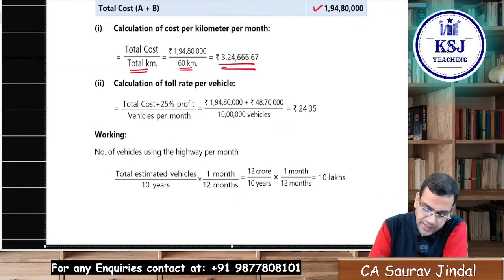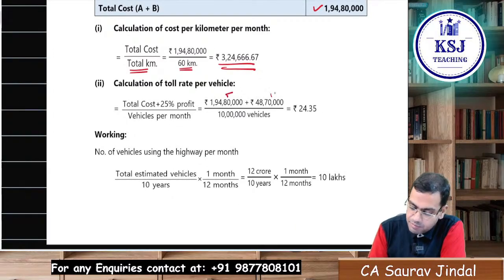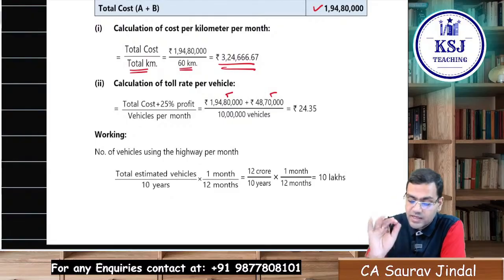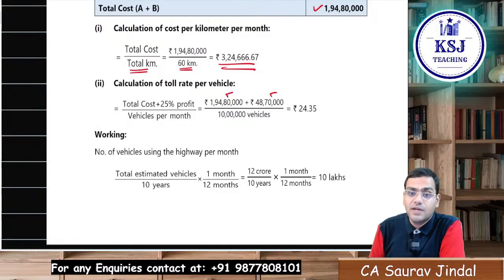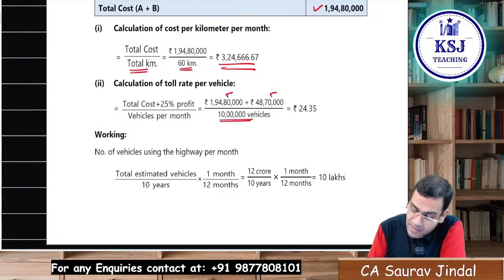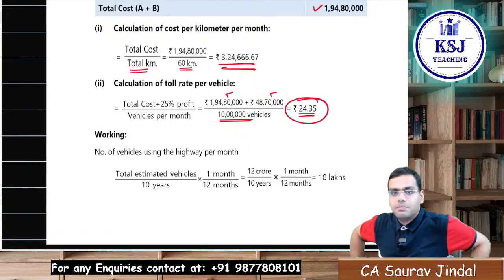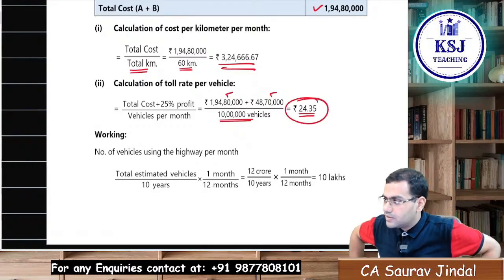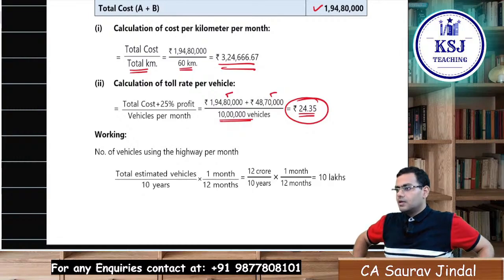Calculation of toll rate, that is the total cost plus the profit that they want to earn, that is 25%, divided by the vehicles. How many vehicles, sir? 10 lakh vehicles. So this will be the toll rate to be charged per vehicle: 24.35. Clear?